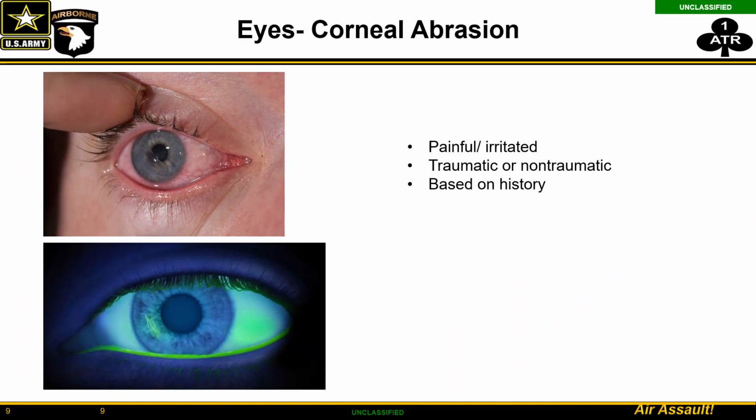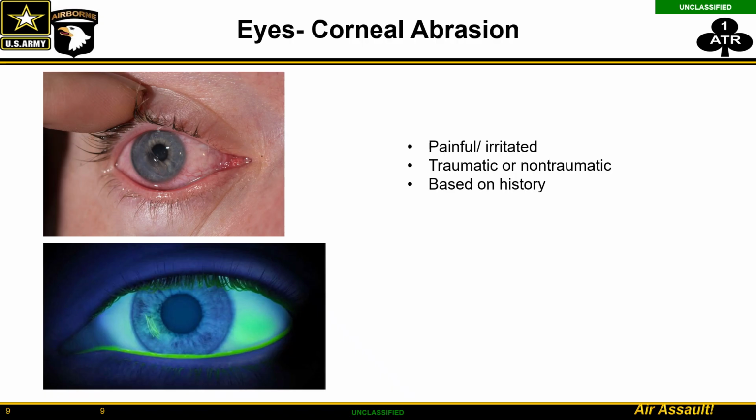So next we're going to talk about corneal abrasions. These are basically when you get a scratch on the cornea. And so typically they're going to have some kind of a story. Maybe they were out doing night land nav, they weren't really wearing their eye pro like they should have, and a branch hit them in the face. And now their eye is super irritated. That's going to really point you in the direction of corneal abrasion.